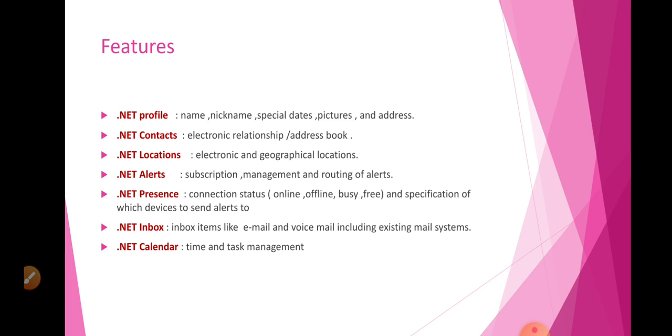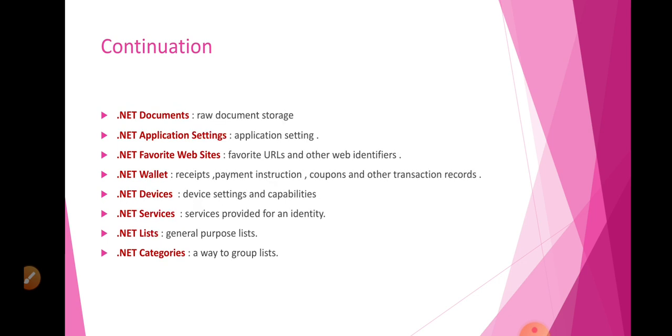What are the features? .NET Profile, .NET Contacts, .NET Locations, .NET Alerts, .NET Presence, .NET Inbox, .NET Calendar, .NET Documents, .NET Application Settings, .NET Favorite Websites, .NET Wallet, .NET Devices, .NET Services, .NET List, .NET Categories. These are the features comprised inside .NET My Services.